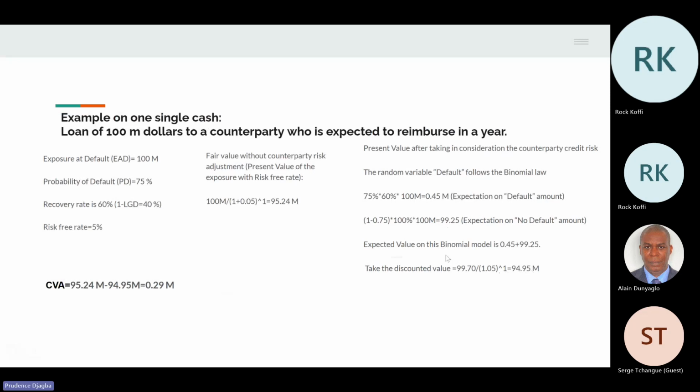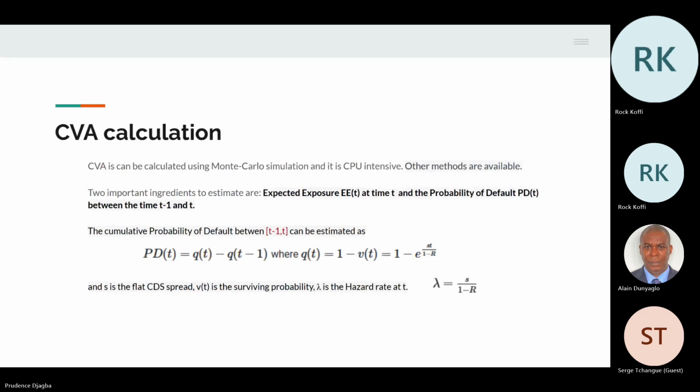So the CVA is just the difference between those two values. And I get 0.29 million. So that's an example of computing a CVA on one single cash flow. But we will see in our presentation that it is a multiple cash flow on an American option.